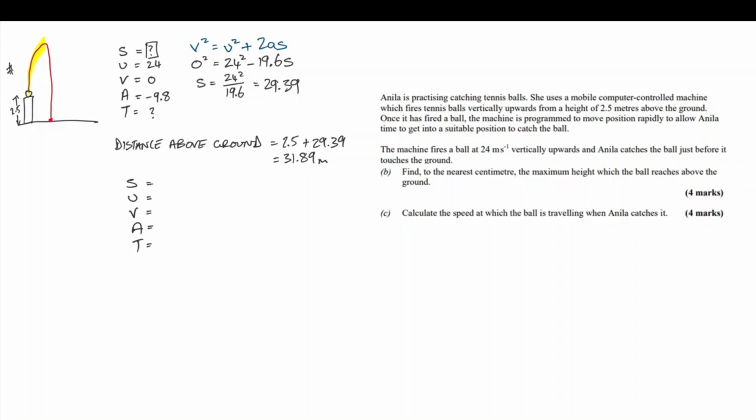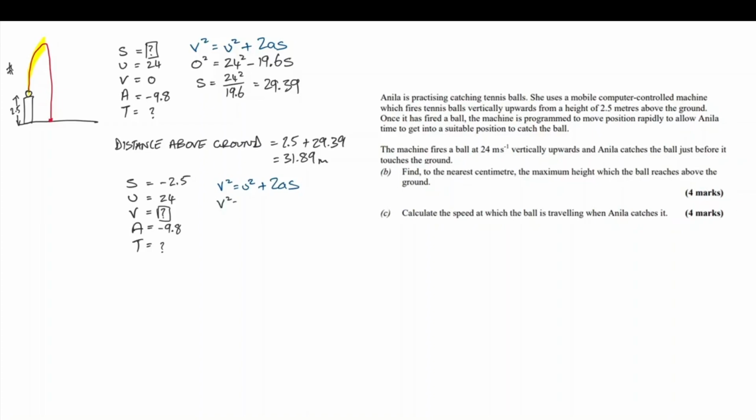In the next part of the question, we're asked to calculate the speed at which the ball is traveling when Anila catches it. So this is when it's just about to hit the ground. We're looking at the entire journey now. Negative 2.5 for the displacement. It's going to end up 2.5 meters below where it was projected from. The initial velocity is 24. Final velocity, we don't know, but this is actually what we're looking for. And acceleration, once again, is due to gravity, so negative 9.8.